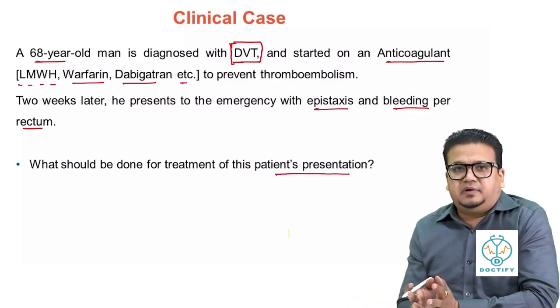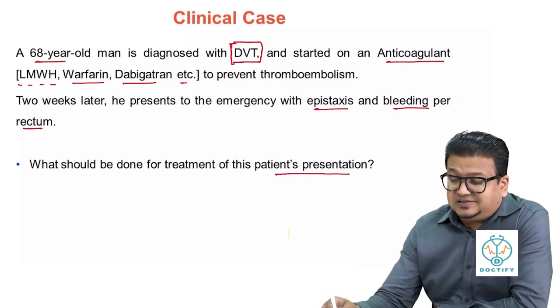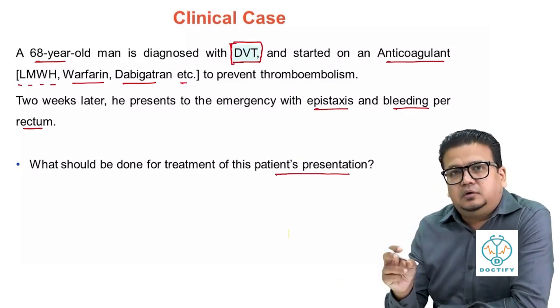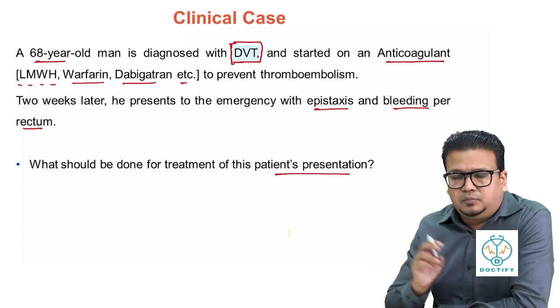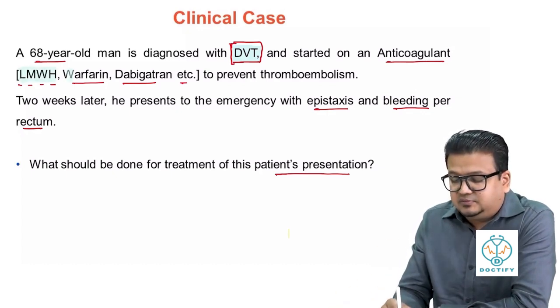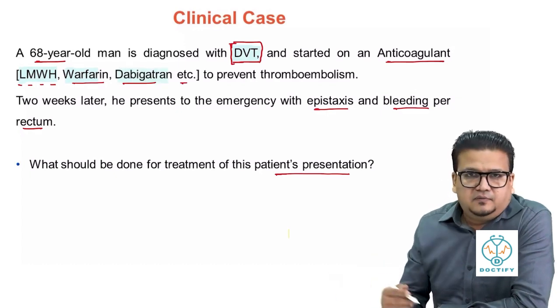So this is an example that we have taken, that number one thing, anticoagulants are used for treatment of thrombotic disorders like deep vein thrombosis. Okay, so think of anticoagulant when you come across diseases like deep vein thrombosis. There are several anticoagulants. One of them is low molecular weight heparin, the other one is warfarin, the third is dabigatran, and there are few others.